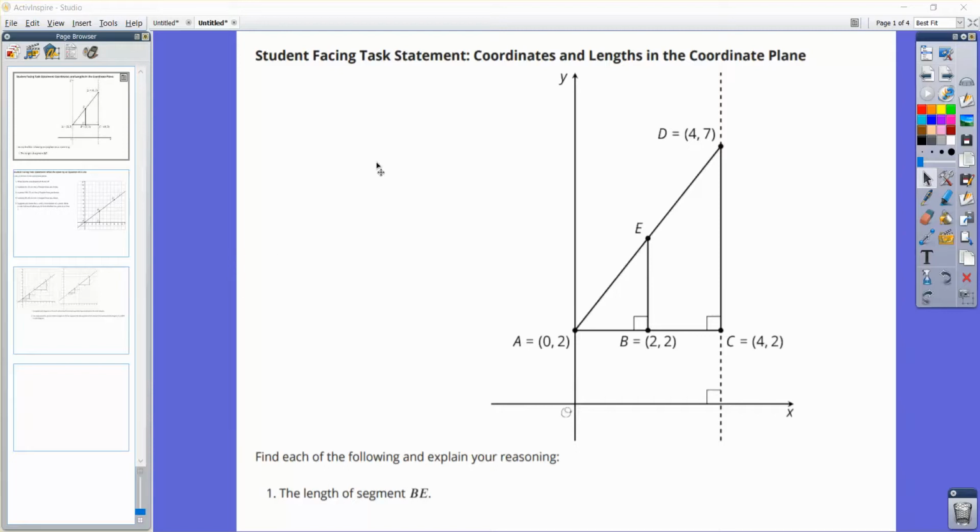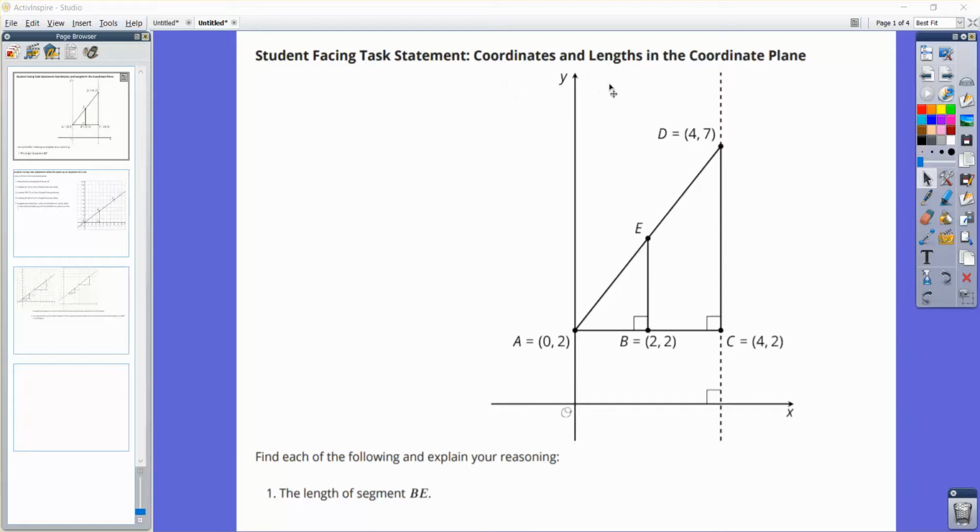So in this video we're going to walk through the student-facing task statements for lesson 11, which deals with coming up with equations to represent lines, and then we're going to use this to build into the final lesson of the unit, which is lesson 12. So we'll get to that in due time. So here's the warm-up for this lesson.